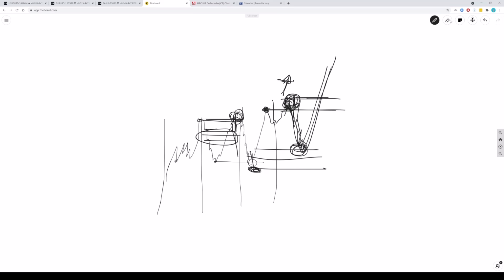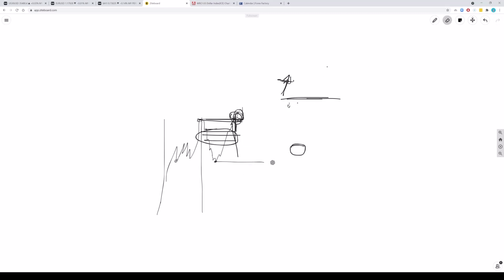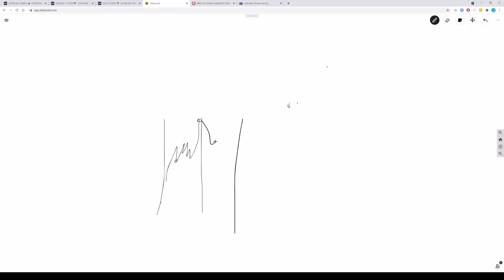Okay, vice versa. If it does the opposite, if it does this and it takes out this low and it does not close and it rejects, it means that price is bullish. It's going to look to attack that high.